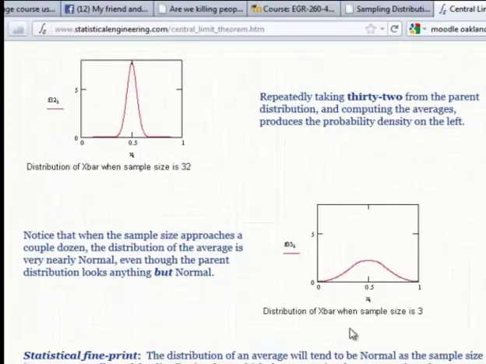So let's go down to the bottom of the page where he has a wonderful little animation. Watch this. He's changing the sample size and then taking the distribution of the means. Notice that as the sample size gets larger and larger, the sample means cluster more tightly around whatever the true mean actually is.